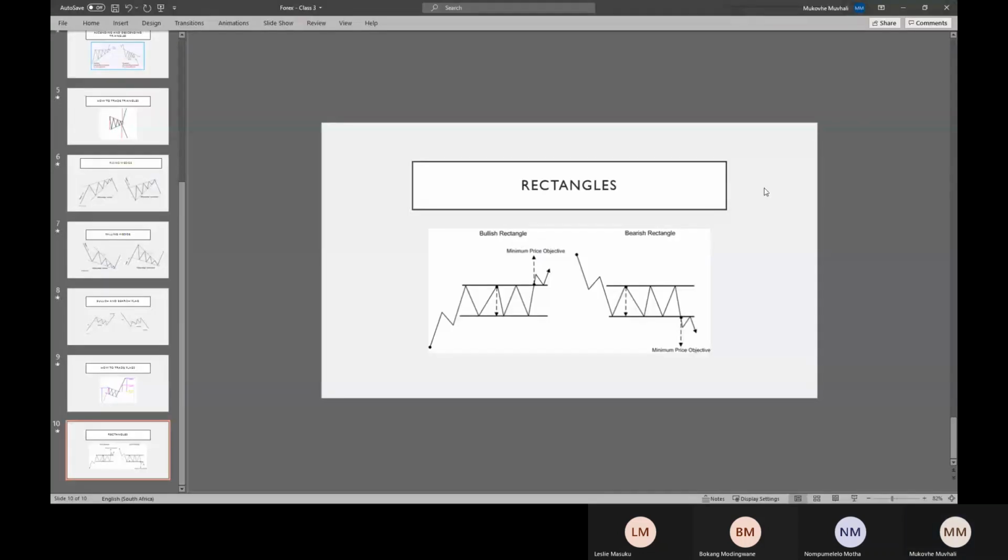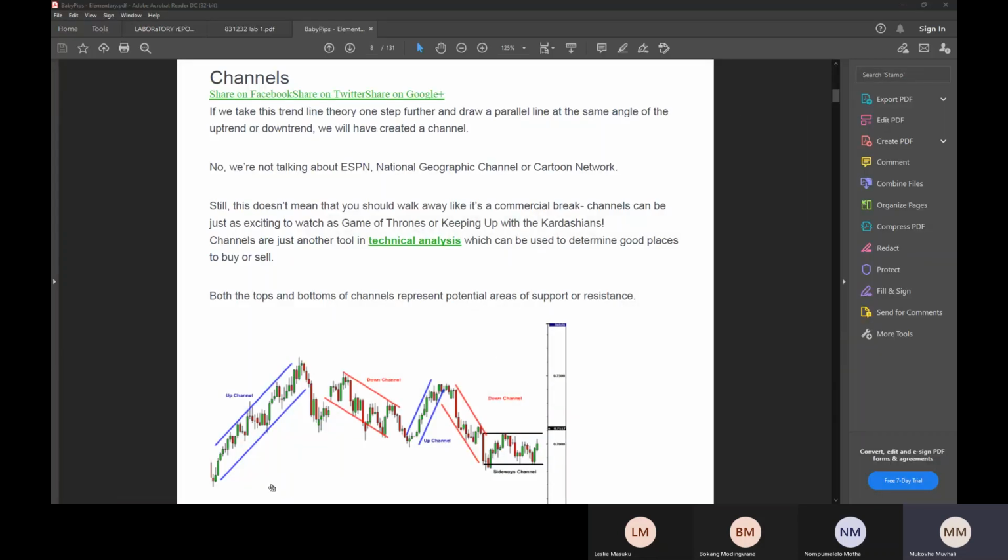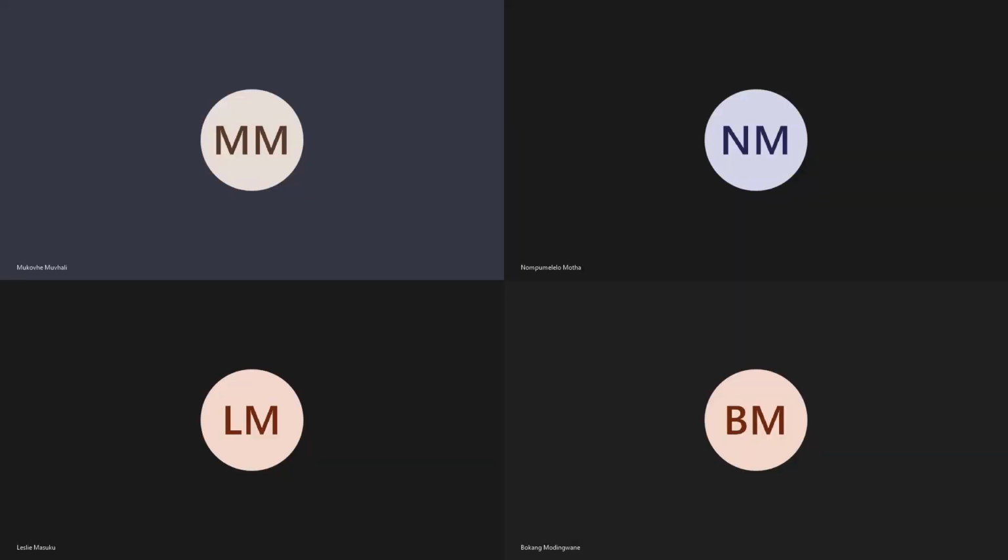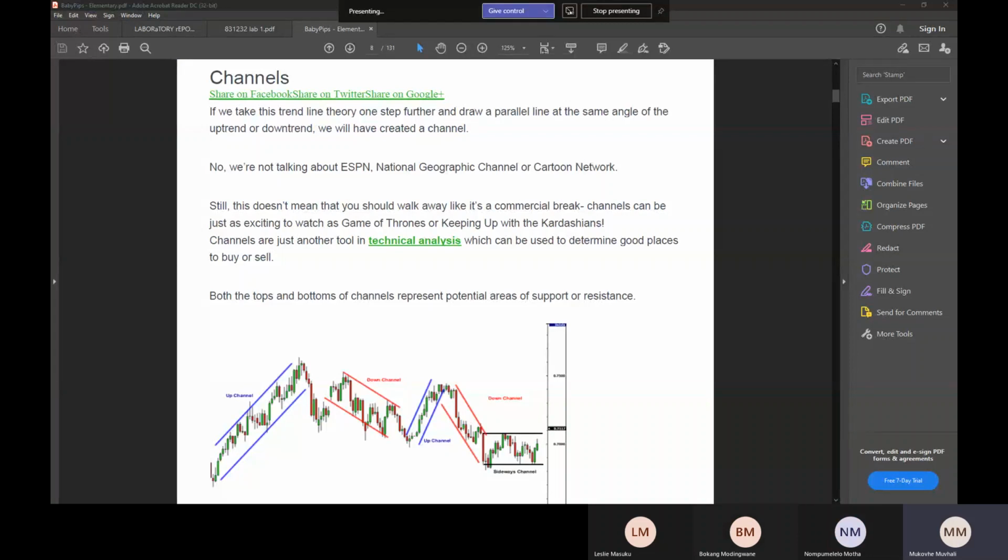Okay. So I'm gonna go through this other book. I'm gonna send it to you guys also. So there's a book by Baby Pips. I don't know if you guys can see that. Let me just share it with you. I just want to show you some of the things that we didn't cover in my presentation.